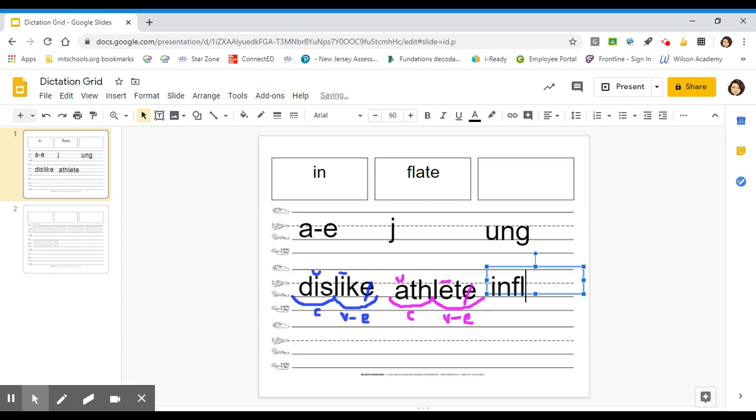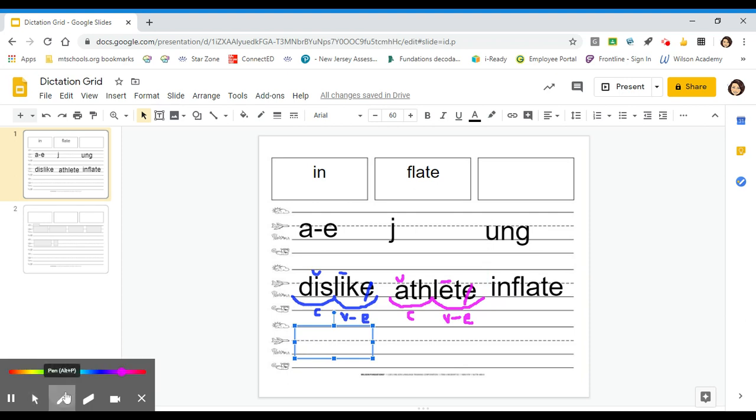Inflate. Write it again below. And let's mark it. Going to do 2 scoops. Inflate. The I is short, it gets a breve. Down below, it's a closed syllable. Second syllable, the A is long, it gets that macron on the line. The E gets crossed out, and then we have a vowel, consonant, E.